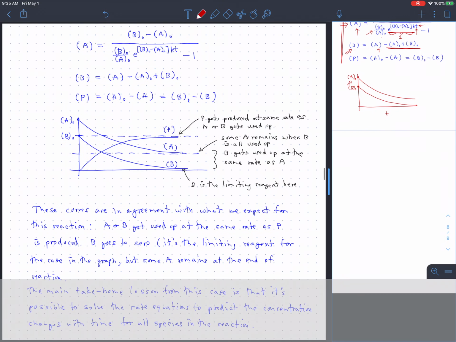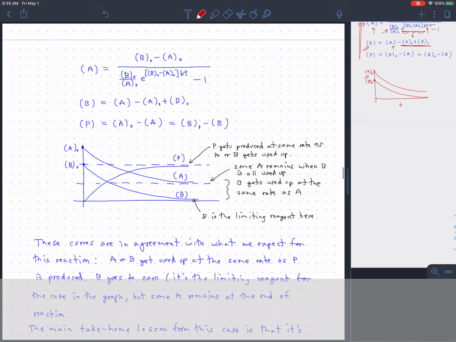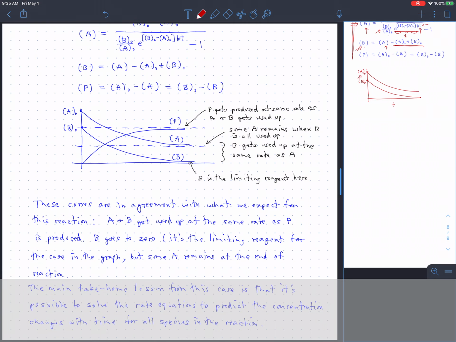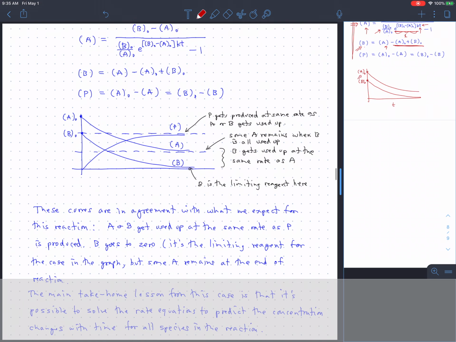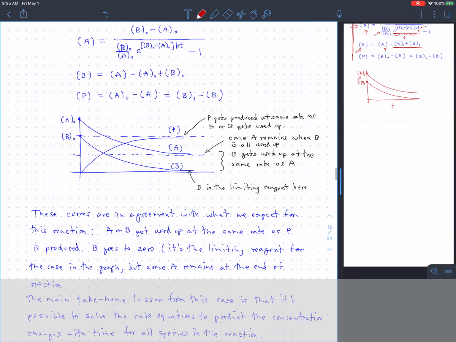Let me point it out. Let me just go there, I guess. Here's what it looks like. There's a constant offset between the two curves for A and B. And likewise, for P, there's a constant offset, which is A0 here, but also with a minus A, right? So wherever A is decreasing, P is increasing, and that's what we're seeing here. Okay. So there's 3 different curves for 3 different species.